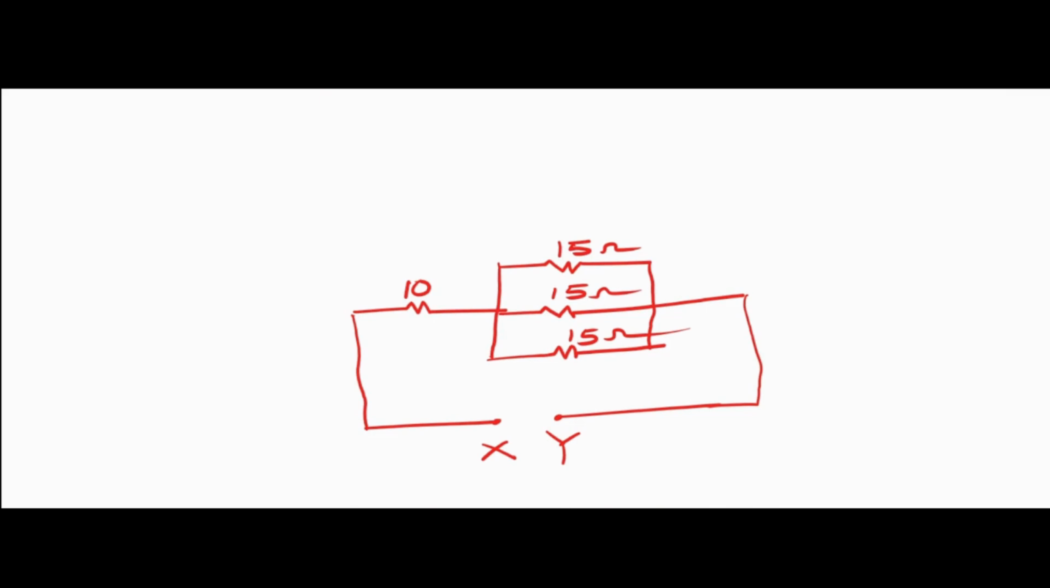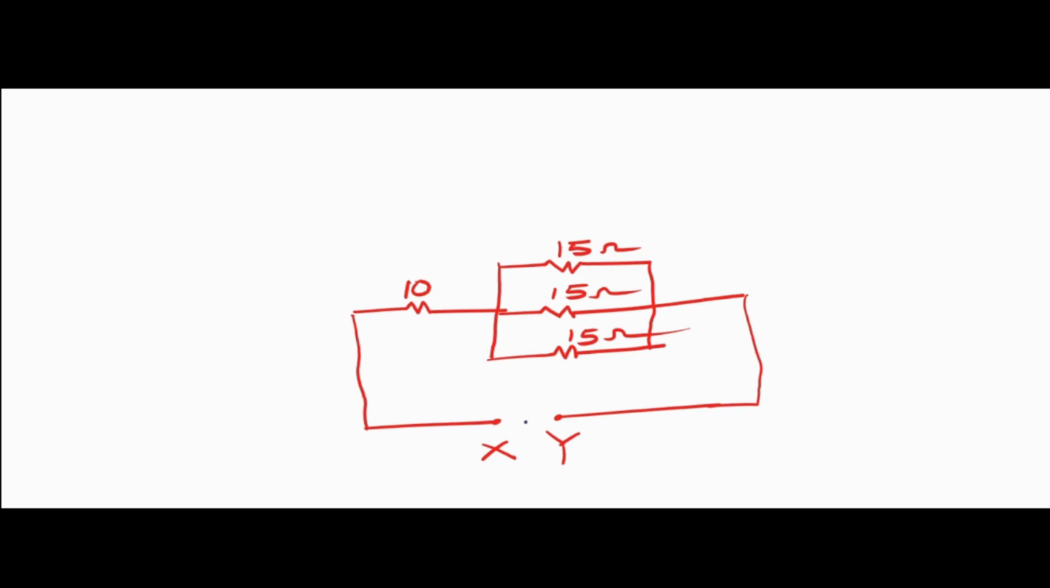There are two terminals, X and Y. You have to calculate the equivalent resistance R equivalent between the terminals X and Y. So how will you calculate? Again, we consider that a current source is present at the terminal here. You can imagine one current source present here.